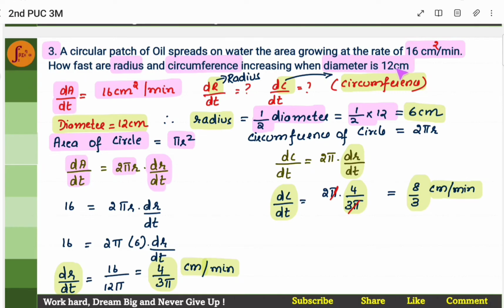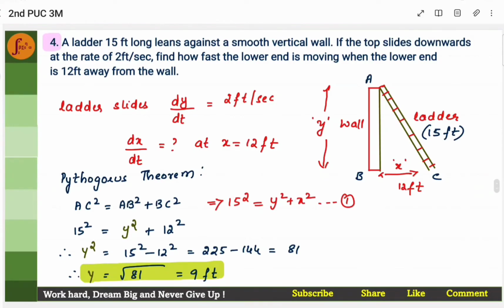Radius we know, half of diameter, 6 centimeter. So put 6 centimeter. dA by dt is given, 16. So you'll find dr by dt. Next you have to find circumference, that is dC by dt. Formula for circumference is 2 pi r. So 2 pi, you differentiate, you'll get dr by dt. You found dr by dt here. Substitute, you'll get circumference.